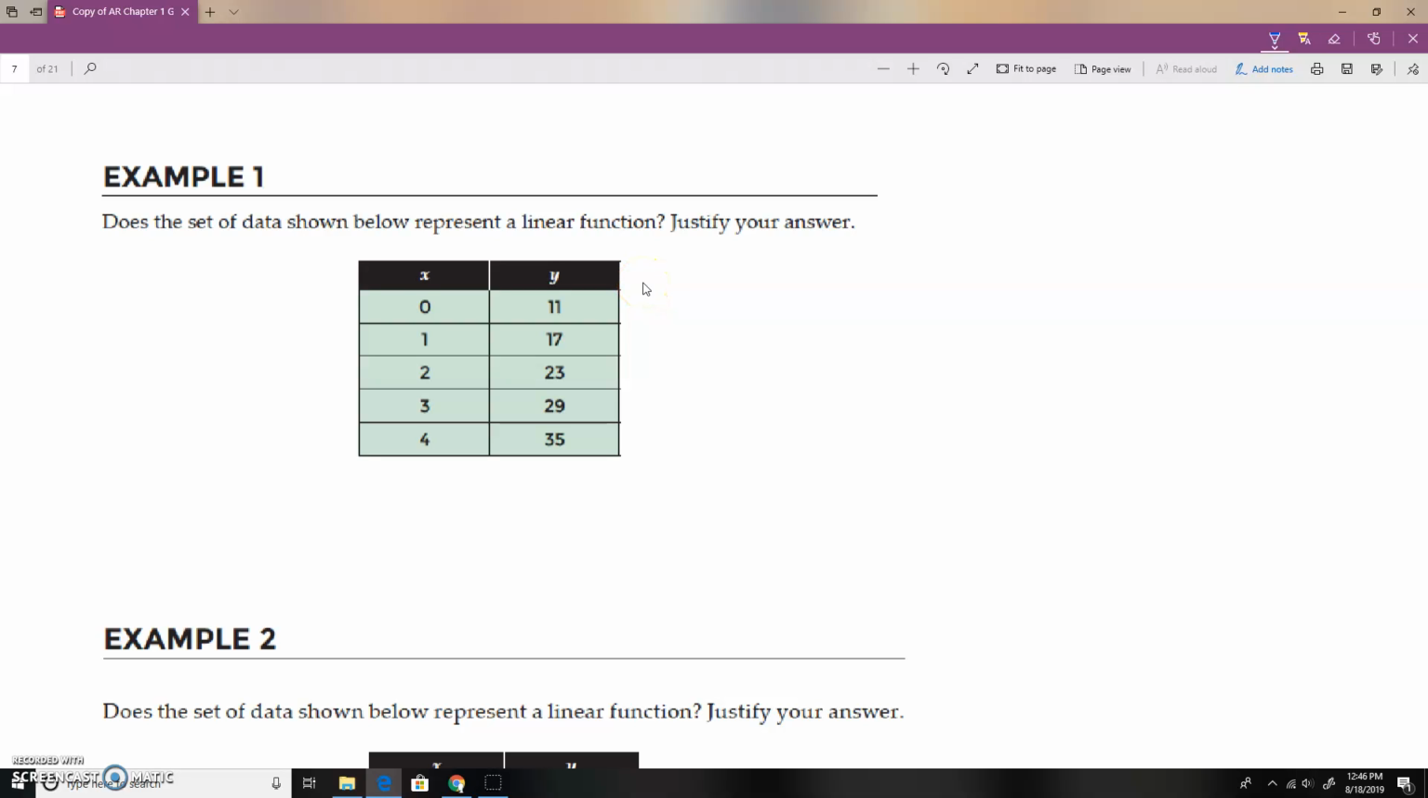Alright guys, in today's video we're going to be looking at linear functions. Okay? In our first example, we're just trying to determine, does it represent a linear function? Well, how do we know if it represents a linear function? What we are looking for is what we call the same first difference.